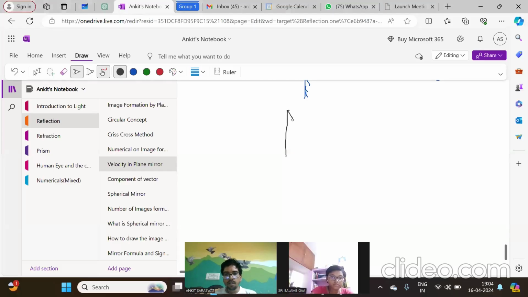This is the mirror, and this mirror is having some velocity, 5 meter per second. Angle is given 37 degree. Clear? And this is the object. This object is moving 2√2 meter per second, and this angle is how much? 45 degree.